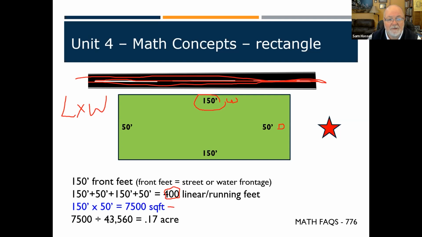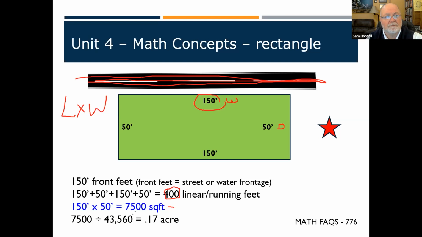Now, the question here would say, how many acres is that? If I told you I had a 150 by 50 foot parcel, how many acres is that? Well, that would be the question. And then you'd have to multiply those two together and get 7,500 square feet. But then you'd have to divide it by what? 43,560, right? You have to remember that. You have to remember 43,560. And when you do so, it's going to be 0.17 of an acre. Okay.